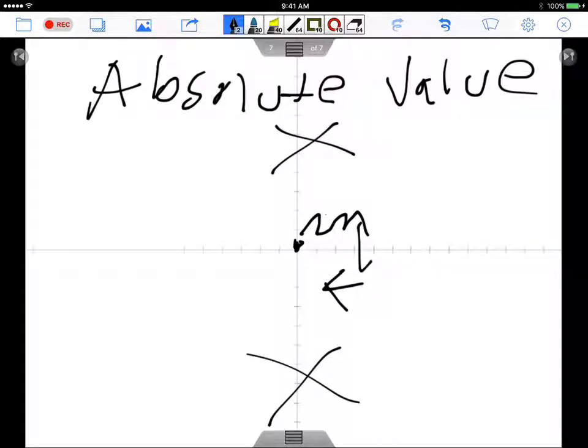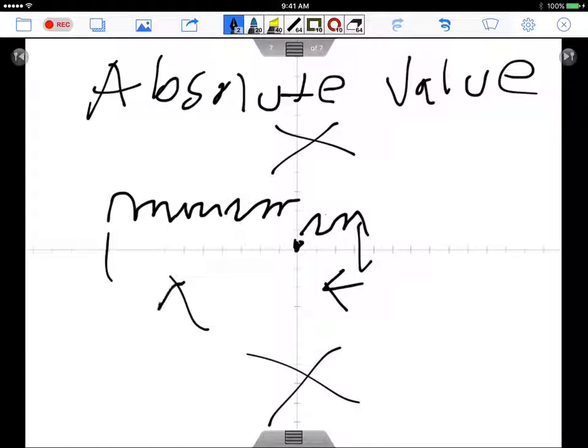How far is this from 0? Well, let's see. 1, 2, 3, 4, 5, 6, 7, 8, 9, 10. That's how many spaces it's far away from 0. So the absolute value of this would be 10. Even though it's in the negative 10 spot, it doesn't matter. It's the same distance away from 0 as positive 10, wherever that may be.